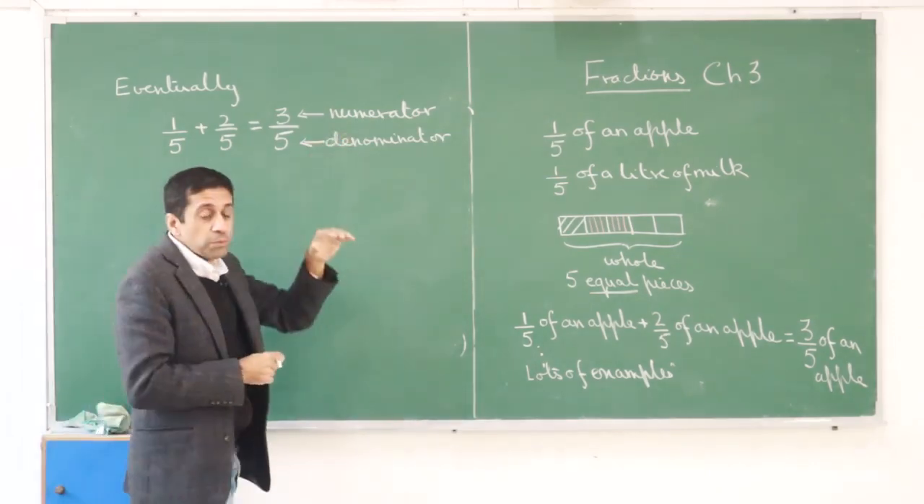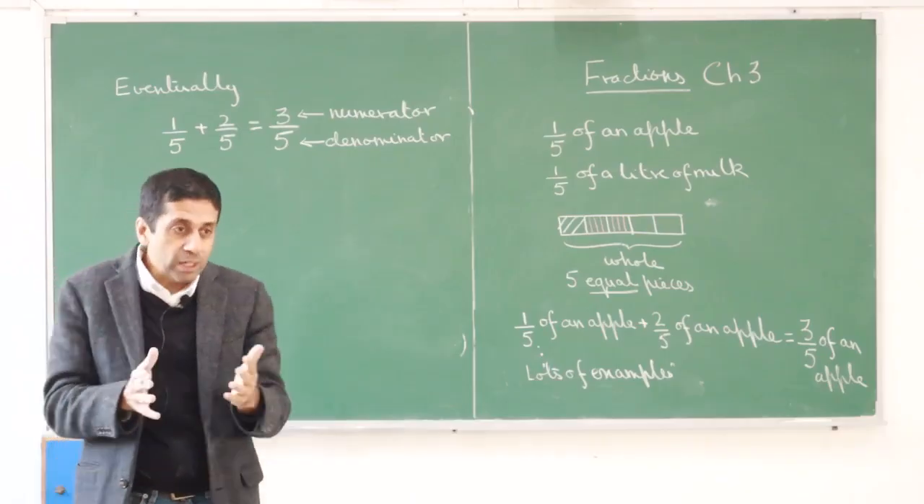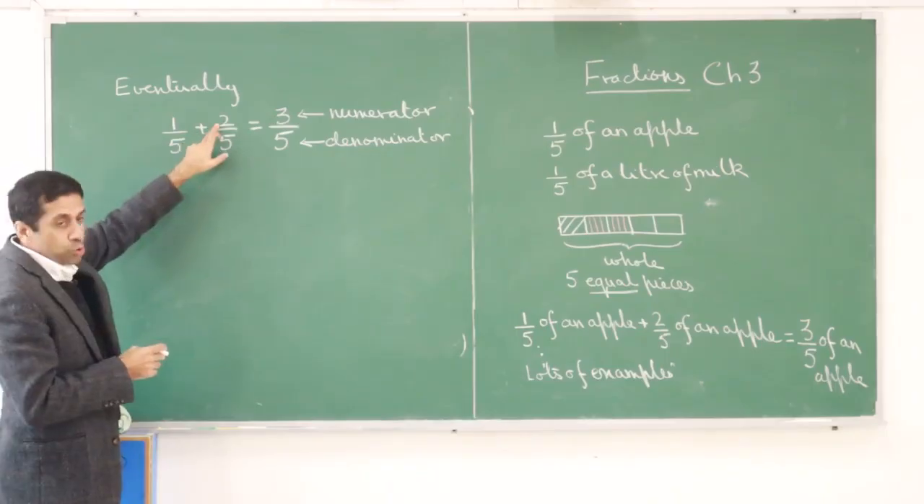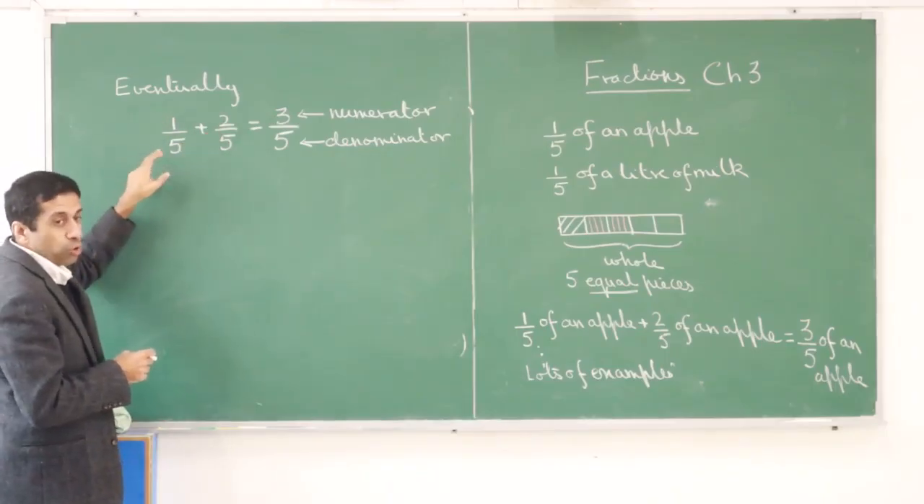Now the numerator comes from enumeration. We are counting. So this is 1 plus 2, now it happens to be 1/5 and not 1 apple.